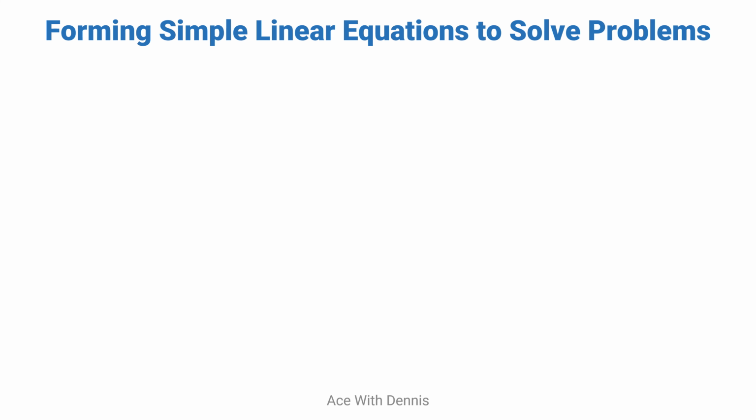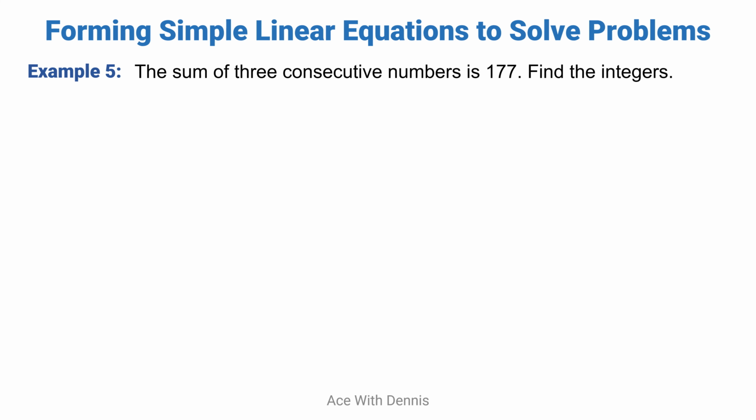In the next few slides, we will discuss a few popular questions which relate to the word problem of simple linear equations. We will exercise the 6 steps that we have discussed previously to get the answer. Right, so here is example 5. The sum of 3 consecutive numbers is 177. Find the integers. So here's the solution.